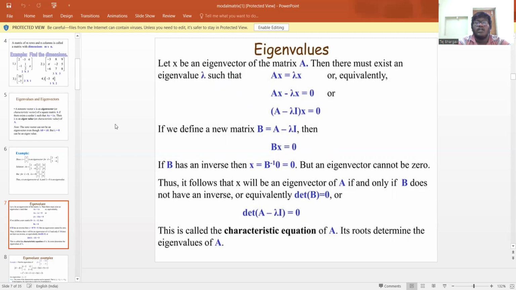Thus, it follows that x will be an eigenvector of A if and only if B does not have an inverse, or equivalently that the determinant of B is 0, that is, determinant of A minus lambda I is equal to 0. This is called the characteristic equation of A. Its roots determine the eigenvalues of A.